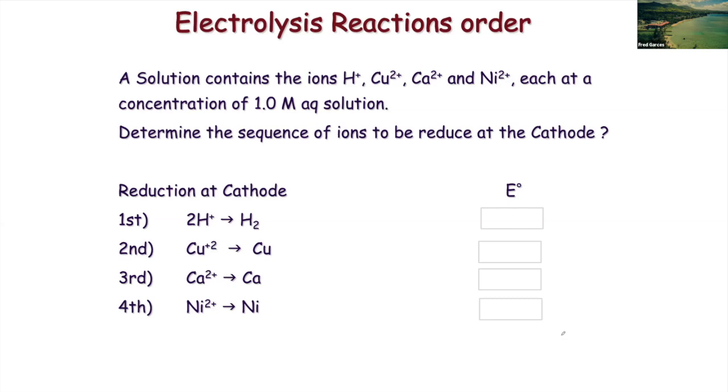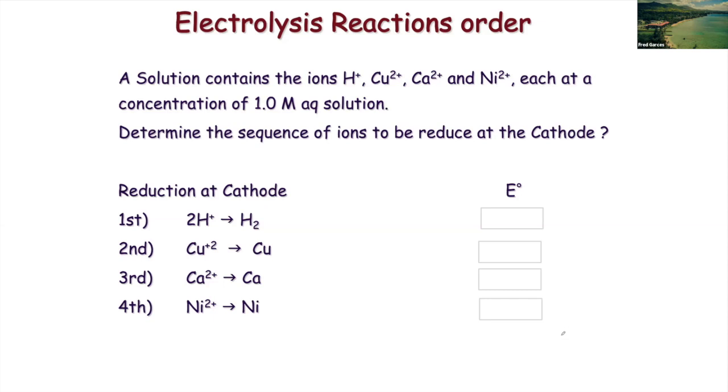Changing gears real quick, here's a typical example. You guys will see this in your activity for lab next week. A solution contains hydrogen ions, copper ions, calcium ions, and nickel ions, each at a concentration of 1 molar, so they are at their standard state. Determine the sequence of ions to be reduced at the cathode. Reduction means that their charge goes down or is lowered. So hydrogen ions will be going to H2, copper 2+ goes to copper metal, calcium 2+ goes to calcium metal, and nickel 2+ goes to nickel.